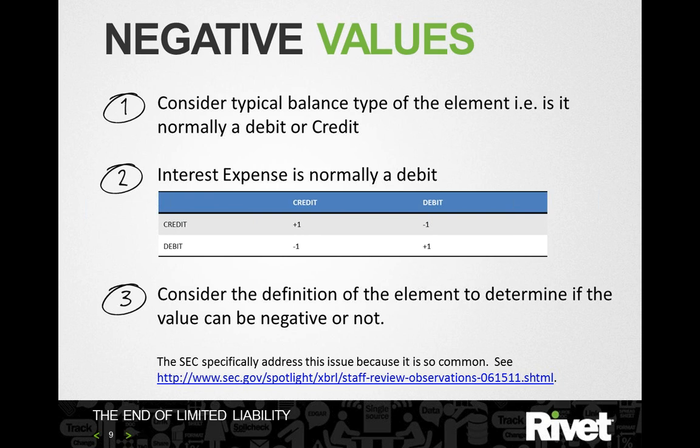The third thing is to consider the definition of the element to determine if the value can be negative or not. There are a large number of elements in the taxonomy that can be negative, things like income loss or gain or loss, or payments and proceeds to or from, or cash used or provided in. So there's lots of elements where you can have negative balances, and it's appropriate that they should. So just be cognizant of the definition, and read it carefully to see if an item can be negative or not.